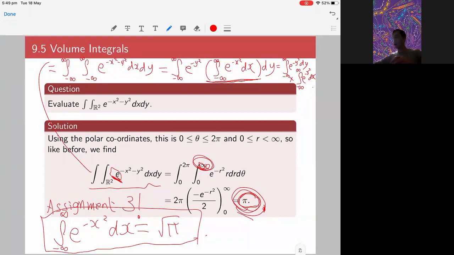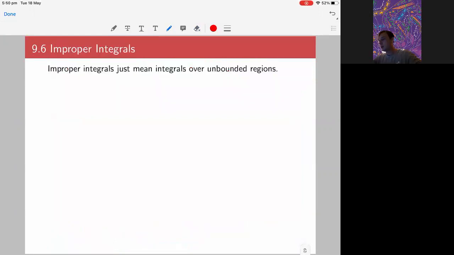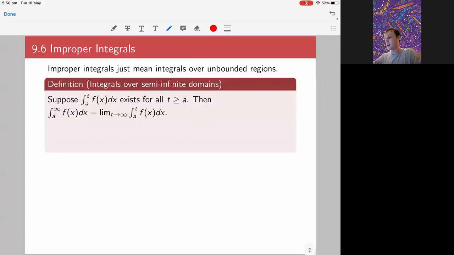There's just one last thing I want us to do before we break, and that's explain rigorously what I actually mean by this infinity here. This is an example of an improper integral. Improper integrals just mean you're doing an integral that involves infinity in some sense. You're integrating something over an unbounded domain. I haven't actually defined that for you yet, but we'll fix that problem right now.